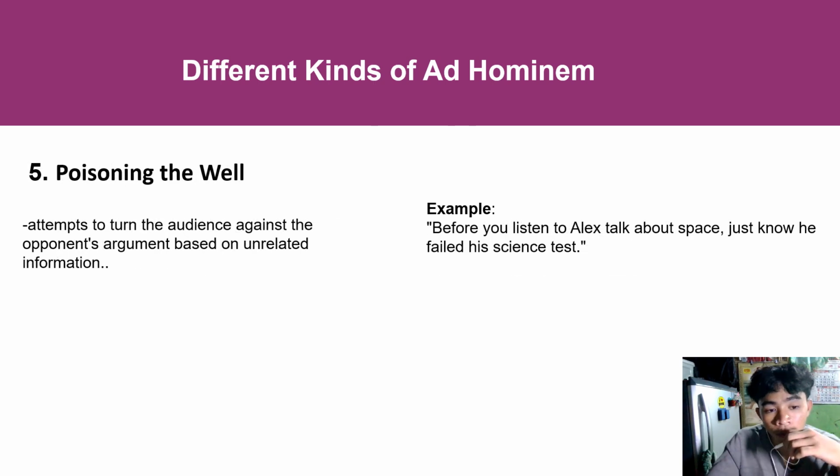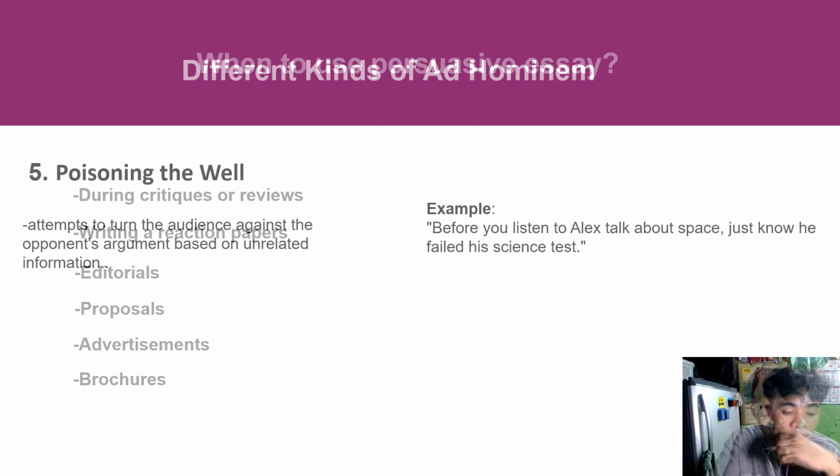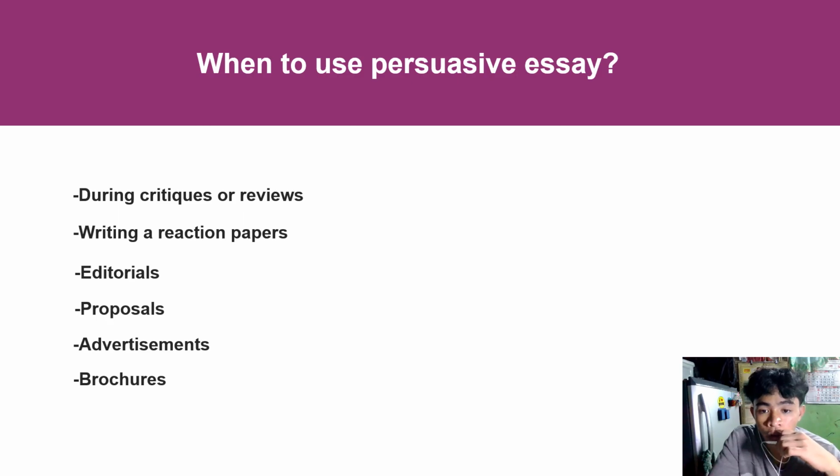And also poisoning the well. Poisoning the well attempts to turn the audience against the opponent's argument based on unrelated information. Example, before you listen to Alex talk about space, just know he failed his science test. So when do we use a persuasive essay? We use this when writing critiques or reviews, reaction papers, editorials, proposals, advertisements, and lastly, brochures.